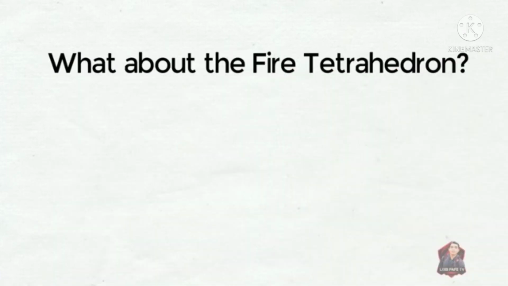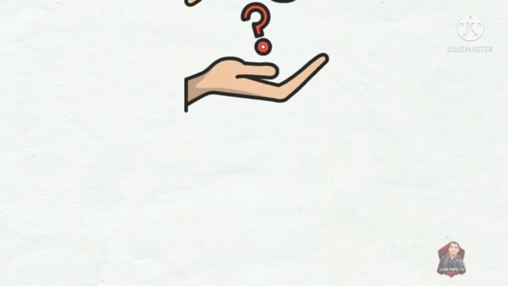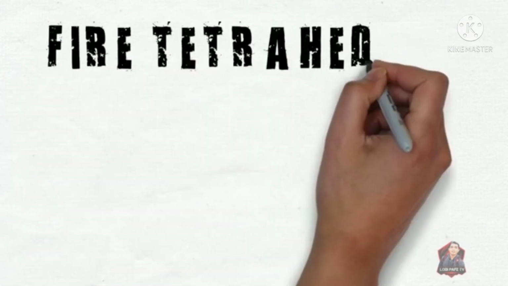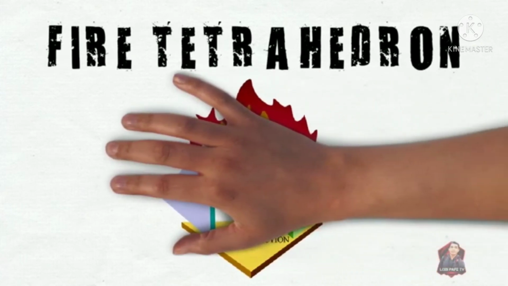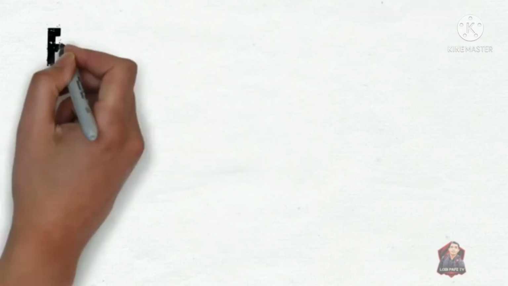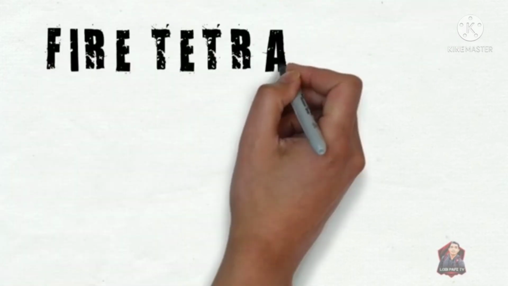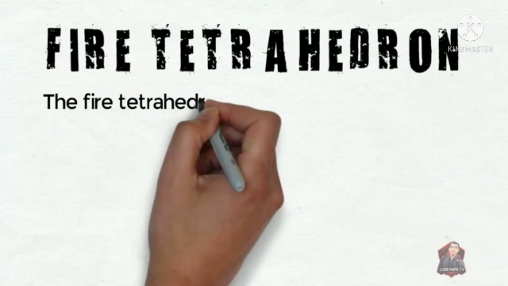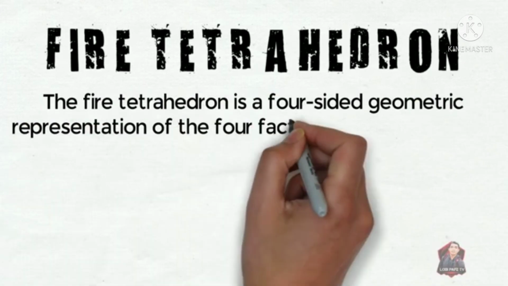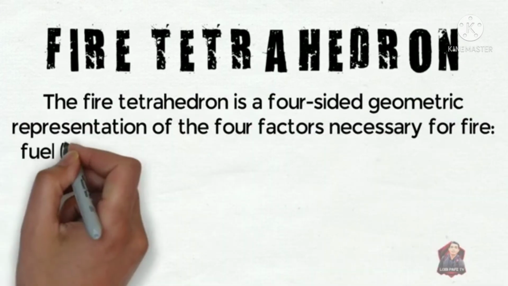What about the fire tetrahedron? Fire tetrahedron is made up of oxygen, heat, fuel, and chain reaction. The fire tetrahedron is a four-sided geometric representation of the four factors necessary for fire.